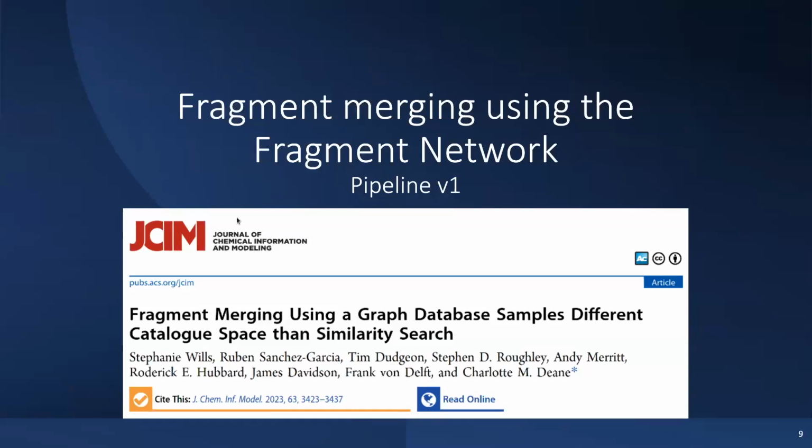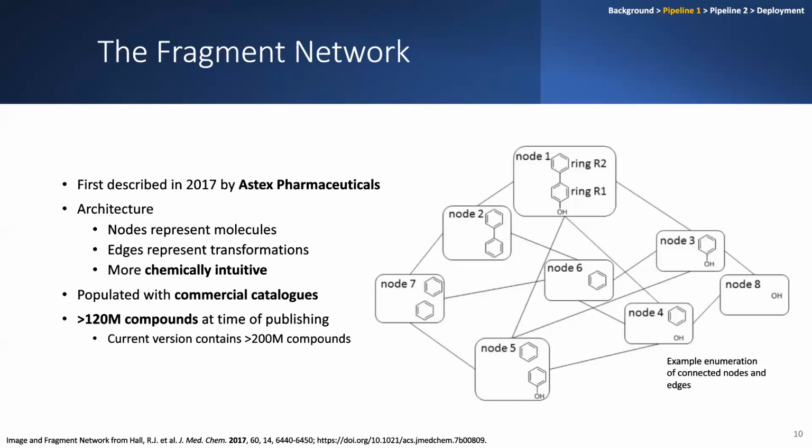And we published this in JCIM earlier this year. So first of all, the Fragment Network is a concept that was first described in 2017 by AstraZeneca Pharmaceuticals. And this is basically a graph database representation of chemical space. So in graph databases, we have nodes that are connected by edges, and edges represent relationships between the different nodes. So in this database, we represent molecules as nodes, and the edges represent transformations between the molecules.